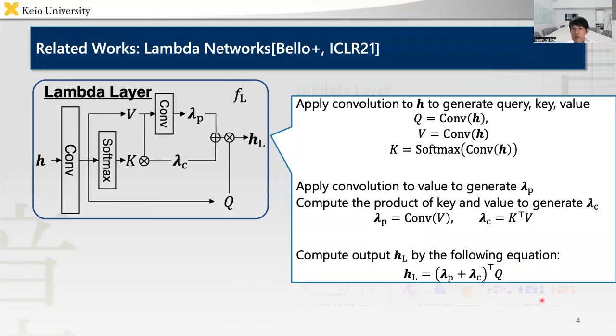Next, this slide shows the computing process of the Lambda layer. First, the input of the Lambda layer is denoted as H. H is transformed by convolution to generate query, key, and value. Softmax is also applied to the key. Next, Lambda P is obtained by applying convolution to value, and Lambda C is calculated as a product of key and value. Finally, the output of the Lambda layer is computed by this equation.